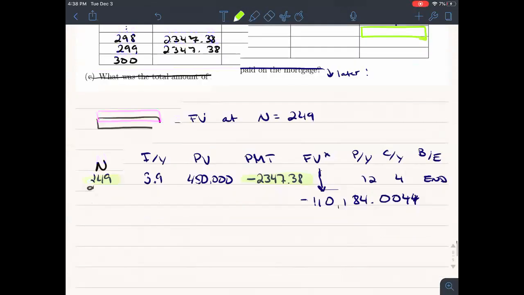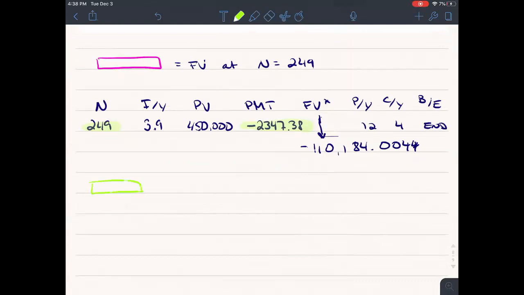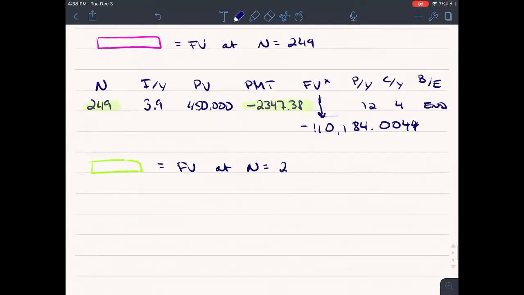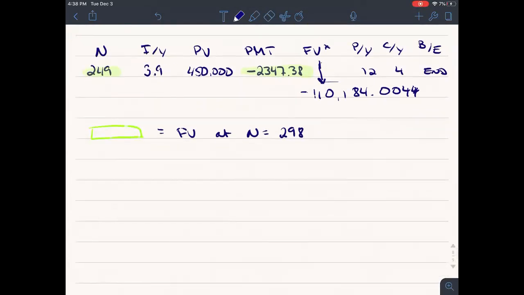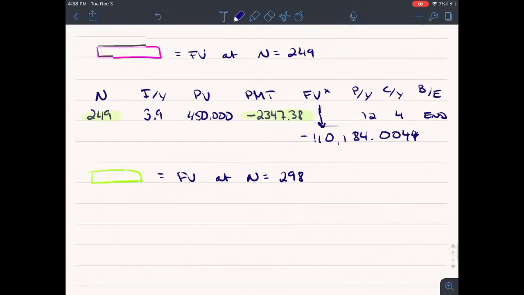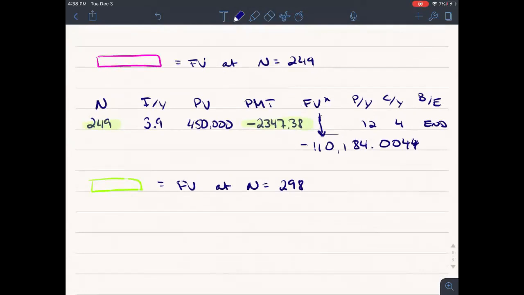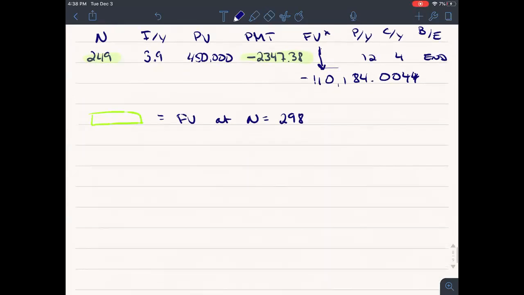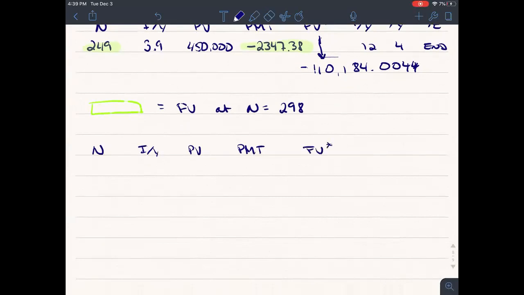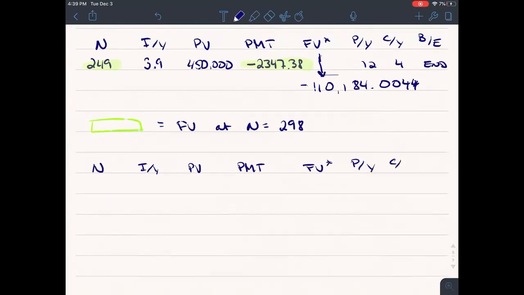Same deal for this future value. This is the future value at n equal to 298. The only thing that changes here is our n. We've already got our new payment amount in there, and then we're solving for the future value again. And remember, I'm only showing this work so that you can go back and check it. You do not need to show this work on the test.